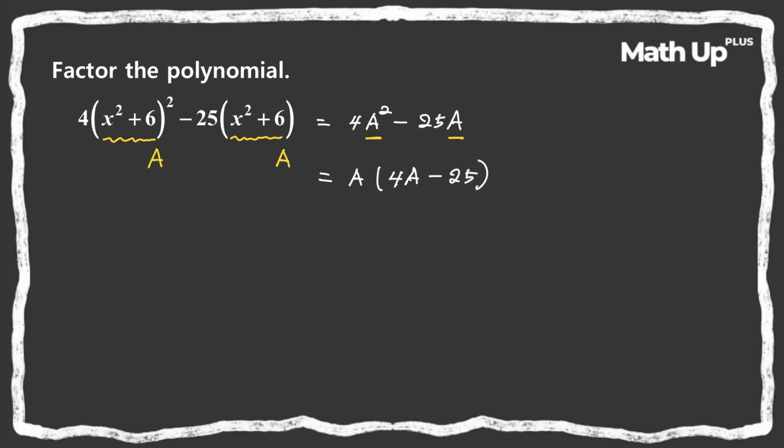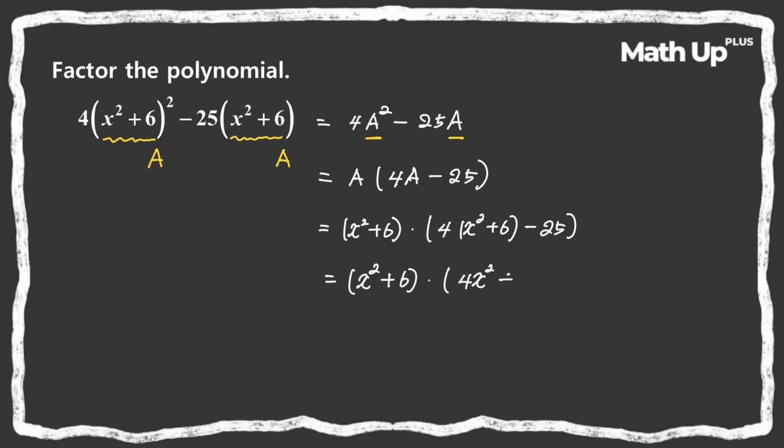Now, since we have a factored, what we can do is substitute x squared plus 6 for a, right? So 4 times x squared plus 6 minus 25. And if we simplify this, x squared plus 6, that's 4x squared plus 24 minus 25. Plus 24 minus 25, that's minus 1, right? So x squared plus 6 times 4x squared minus 1.